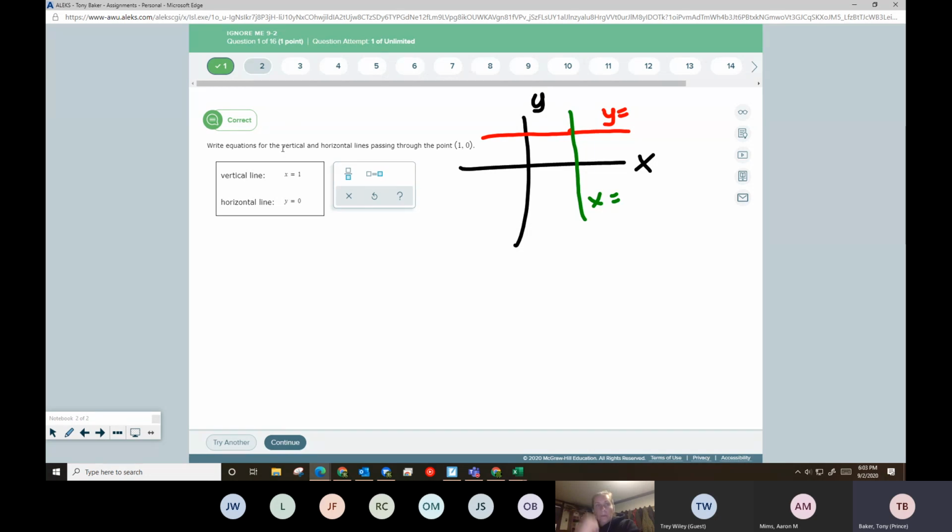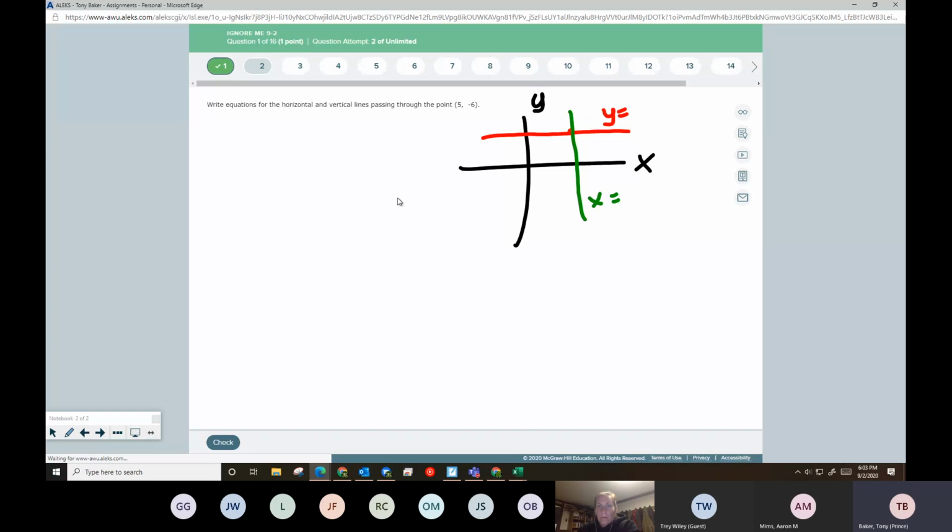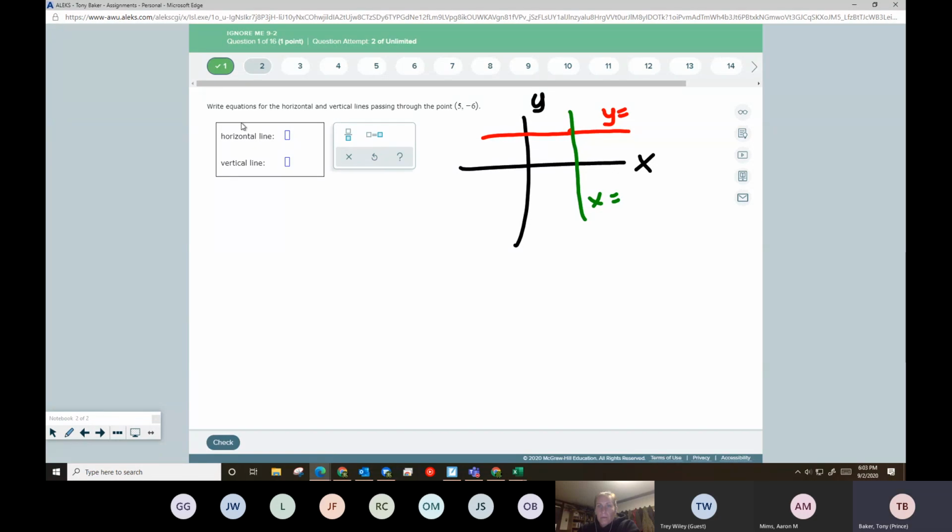So that's what you're doing for vertical and horizontal lines. So it's not overly complicated with this topic. Same thing. They do switch these up quite often, so do make sure you actually read where it's asking. So y equals -6, and then x equals 5 for that one.